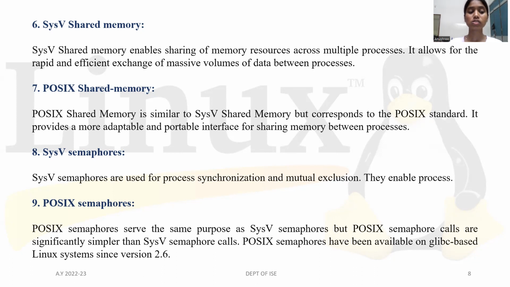SysV semaphores. SysV semaphores are used for process synchronization and mutual exclusion. They enable processes. POSIX semaphores. POSIX semaphores serve the same purpose as SysV semaphores, but POSIX semaphore calls are significantly simpler than SysV semaphore calls. POSIX semaphores have been available on libc-based Linux systems since version 2.6.